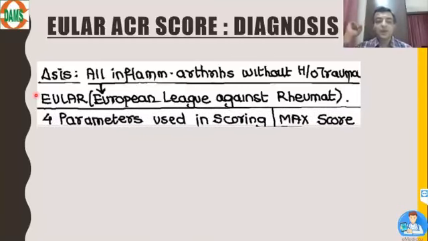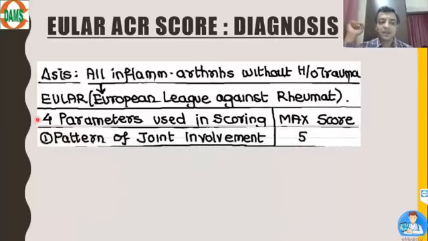In the Euler score, 4 parameters are used in the scoring along with the corresponding maximum score. Okay, so write it down please.